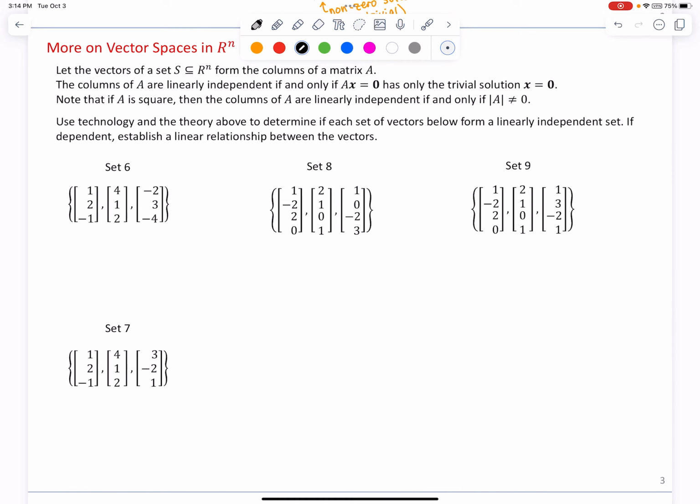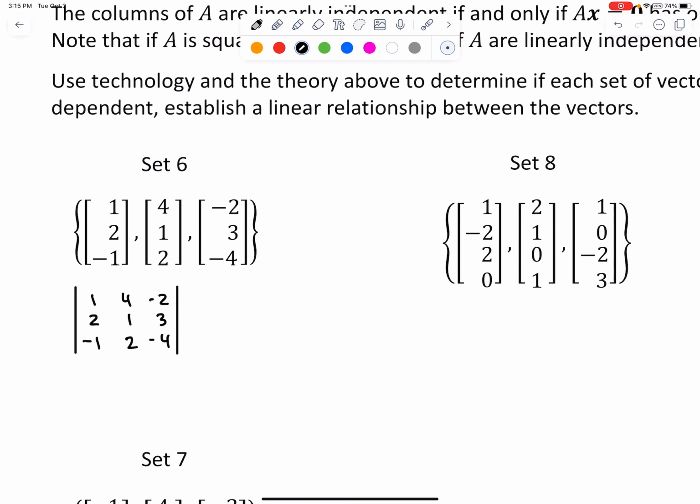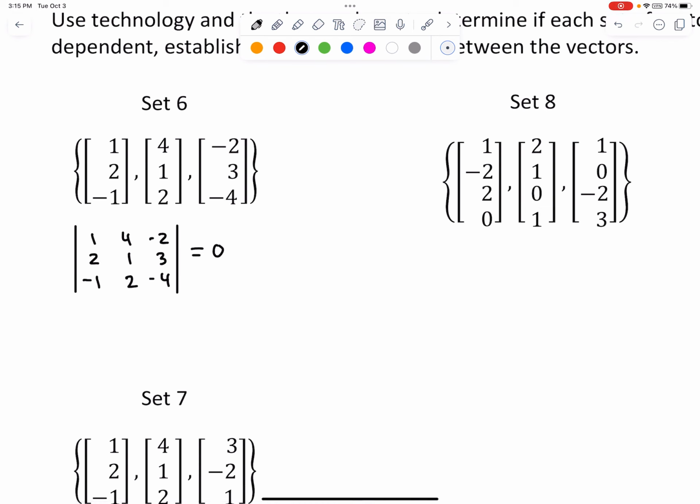linearly independent or dependent. So on set 6 first, set up the determinant of the 3 by 3 matrix. So absolute value bars, then put the 3 by 3 matrix in there. And using technology to calculate the determinant, we get the determinant 0. If you get a determinant of 0, it suggests that the vectors are linearly dependent, which means that any one vector could be expressed as a linear combination of the other two.